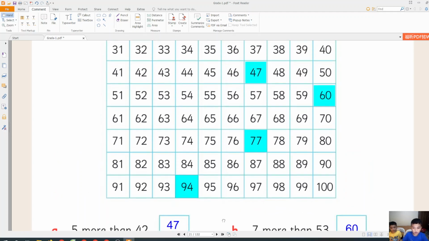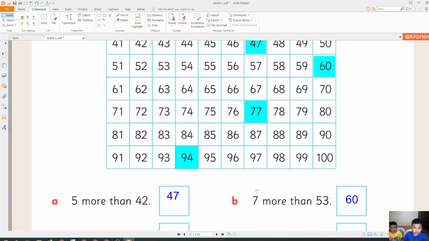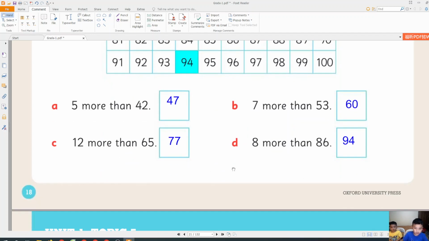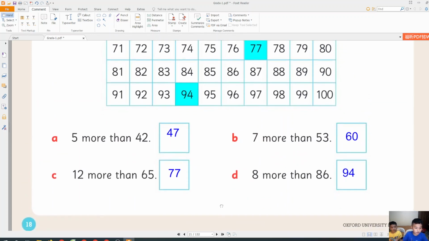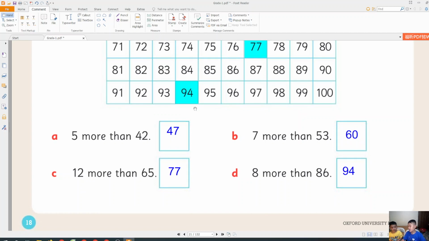And now we find all these three numbers and fill them in here. Now we are done with topic four, and our exercise is all done.